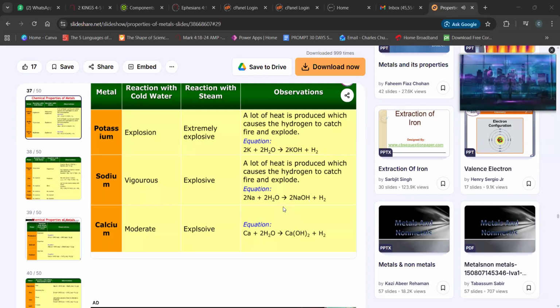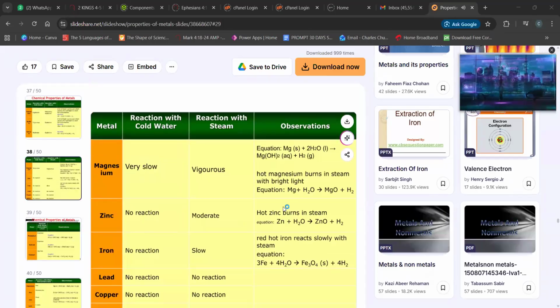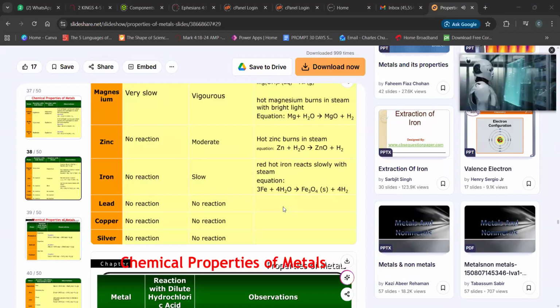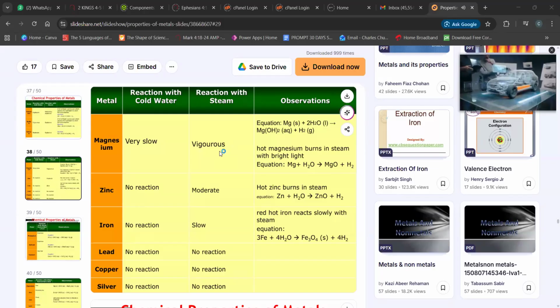Do you have any questions? No. Okay, so these are more properties. Now I want you to take a very good look at this second table. As you keep going lower, magnesium's reaction with cold water is very slow. But when you heat up the water to become steam, its reaction with steam is vigorous.